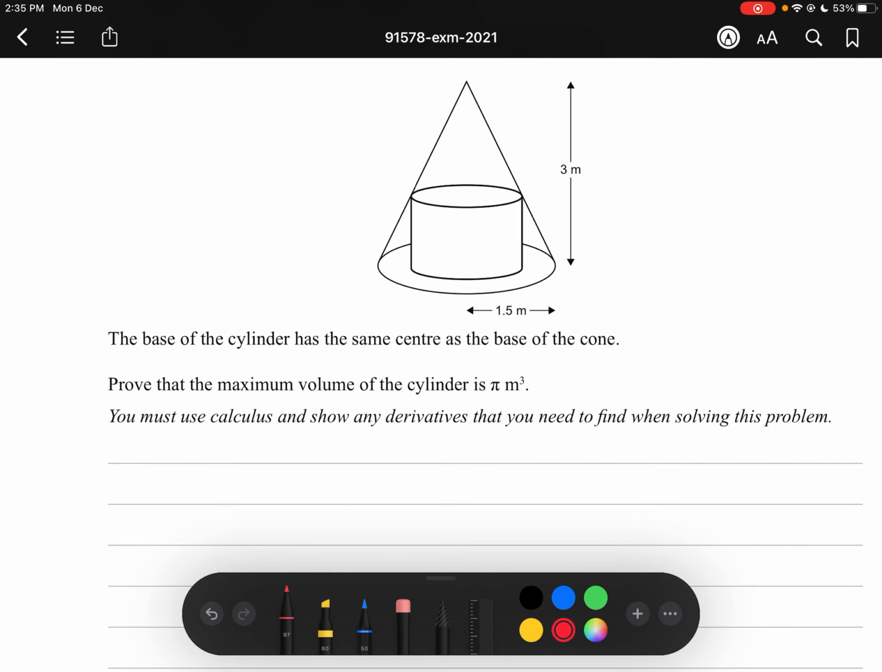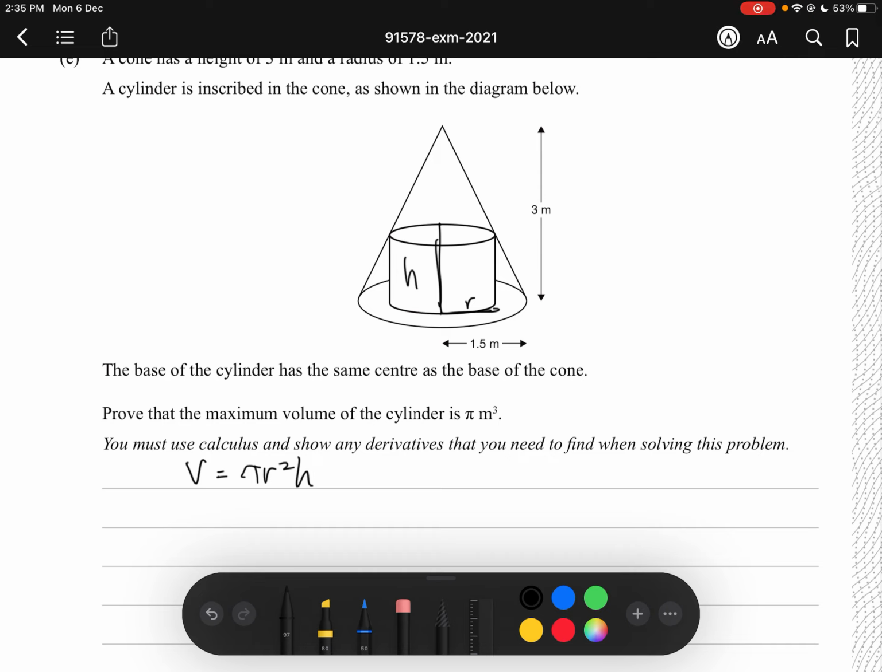Alright, for this question, we can start off with the basics by writing down the expression for the volume of the cylinder, which is volume equals pi r squared h, where r is the radius of the cylinder and h is the height of the cylinder.